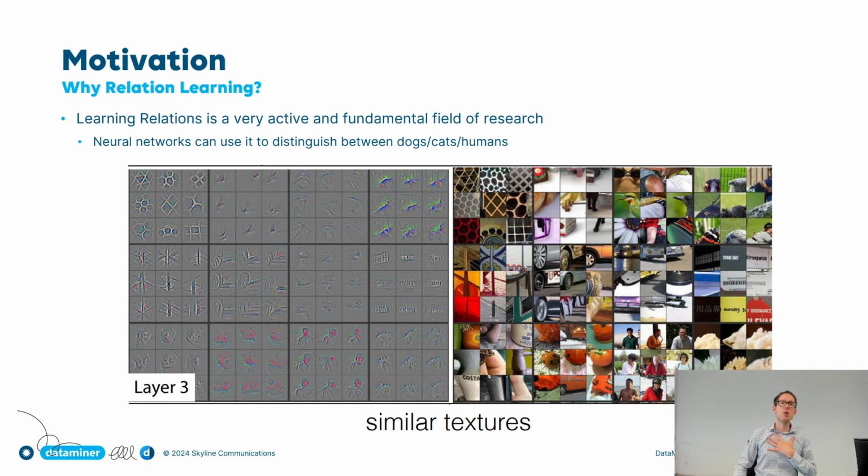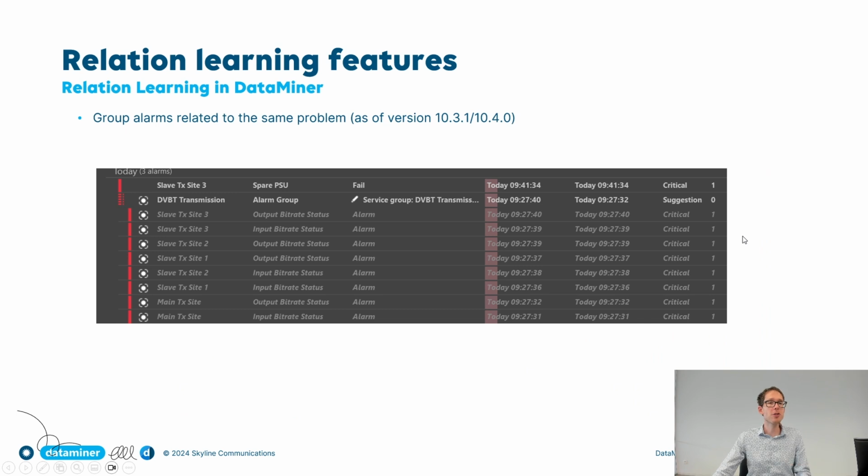Now, we are also applying relation learning in our network management, right? Because relation learning allows us to talk about related parameters. And this has various applications in DataMiner. Let me briefly explain. One of the first applications for relation learning in DataMiner is what we call incident tracking or alarm grouping. Here, what we try to do is we try to group together all the alarms related to a same root cause, to the same problem.